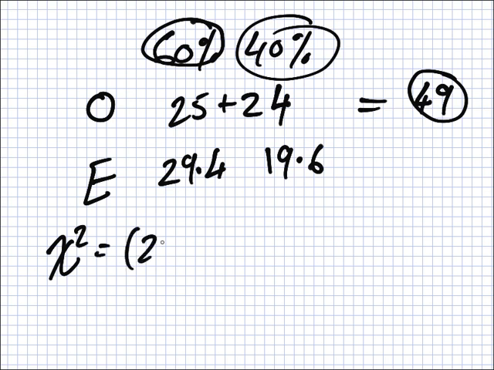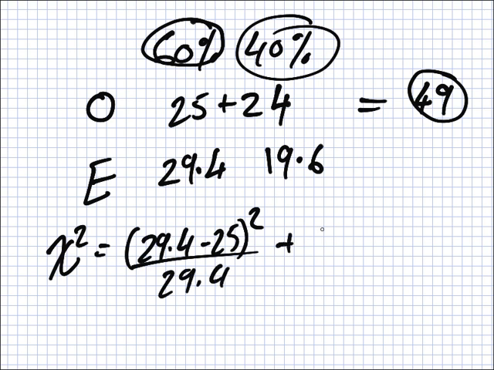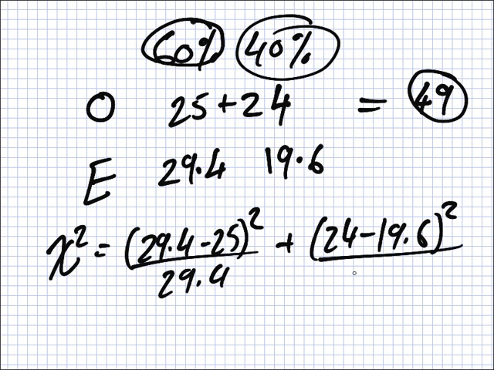So that is (29.4 minus 25) squared over 29.4 plus (24 minus 19.6) squared over 19.6. What do you get here? 1.65. I put the bigger number first. The sign doesn't matter when you square it. So 1.65. Is it correct? Yeah, that looks believable.